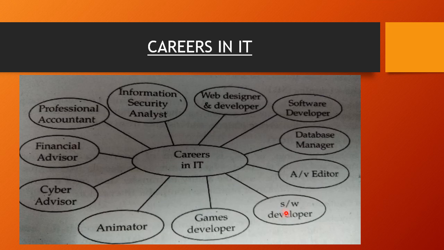Then next is software. So this and this one is same, so हम लोग इसे cut कर देंगे because this software developer and this software developer is same, that's why. So I'll just cross out this because this is also the short form of software. S and W means software. So software developer, this and this is same. Okay. Then next is games developer.